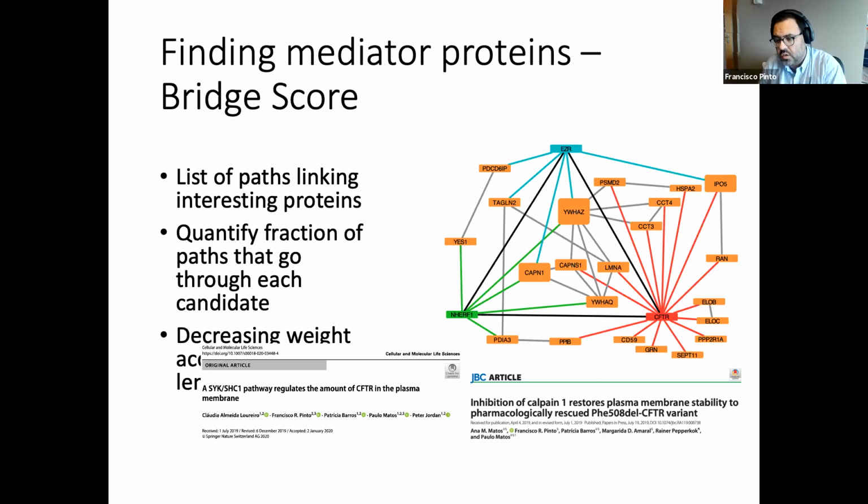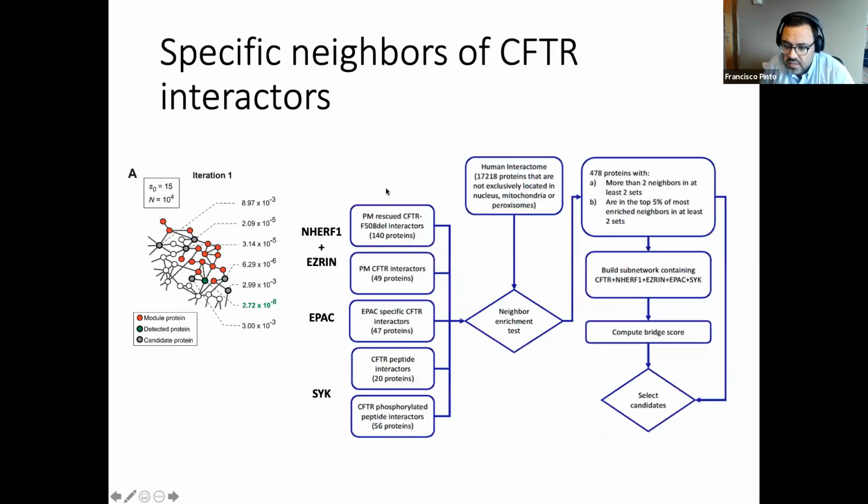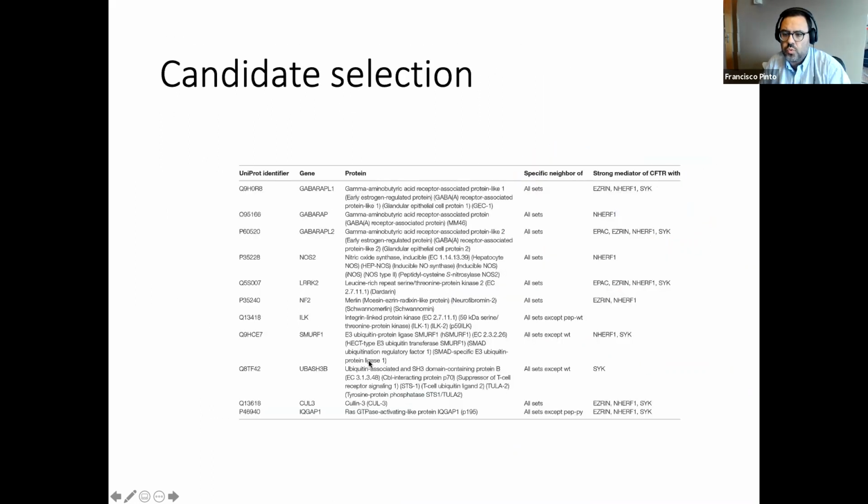But we wanted to discover proteins that were simultaneously affecting protein stability through more than one of these mechanisms. So we got to a smaller set of candidates. And here you see that, for example, this candidate was a specific neighbor. So it was enriched in neighbors of all the 5 sets. And it was a strong mediator according to the bridge score between ESRIN, NRF, and SIC with CFTR. And so we used this criteria to select these candidates.